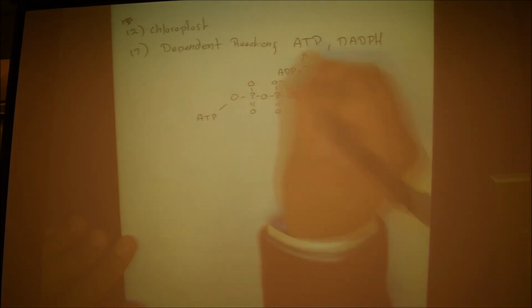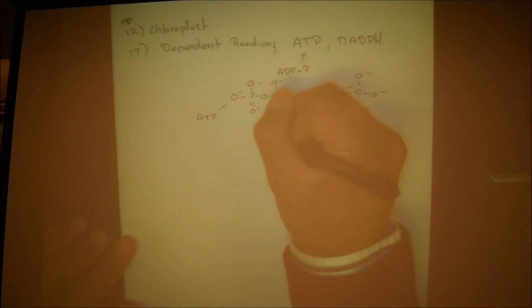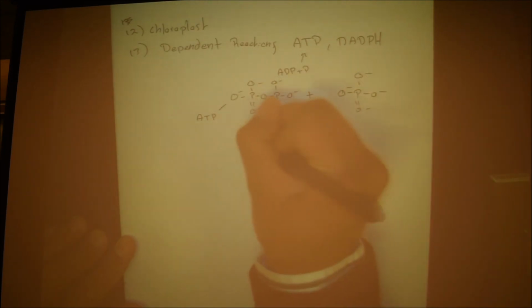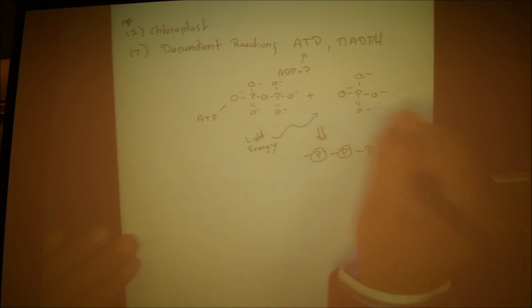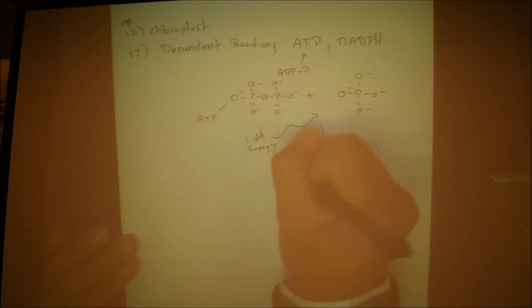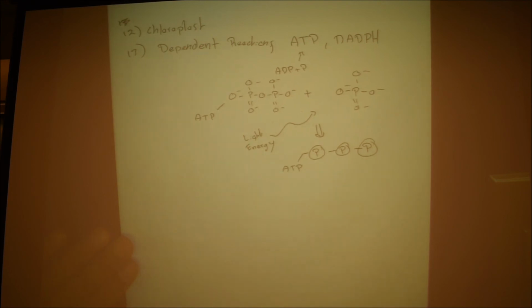But remember, these things are both negative and like charges repel. So basically what you do is you add light energy in and you use that energy to squeeze them together close enough to where you can form ATP, which is going to include the 3 phosphates. This is just another way of writing it out. It's the same thing, and these are going to be next to each other.